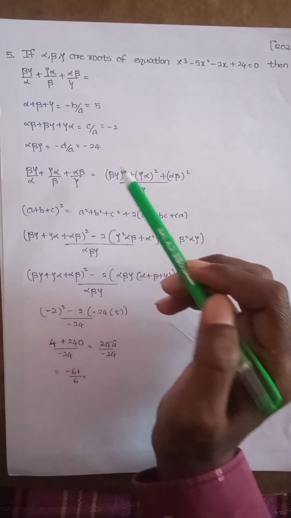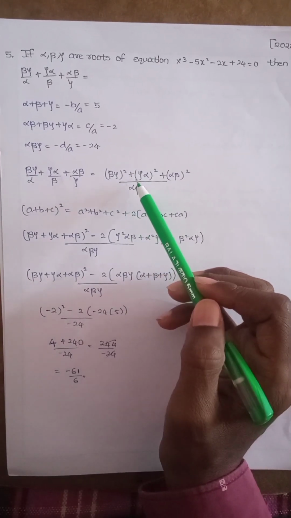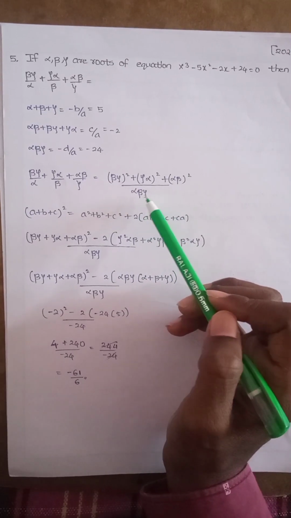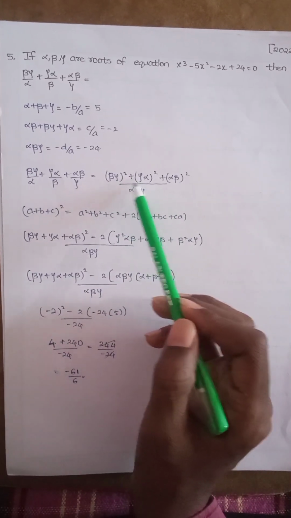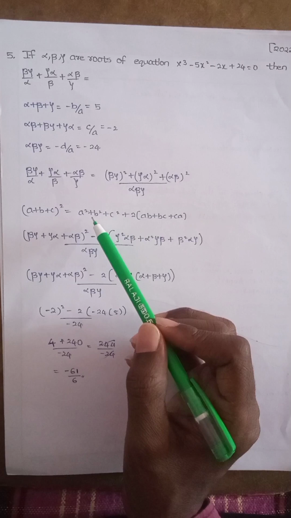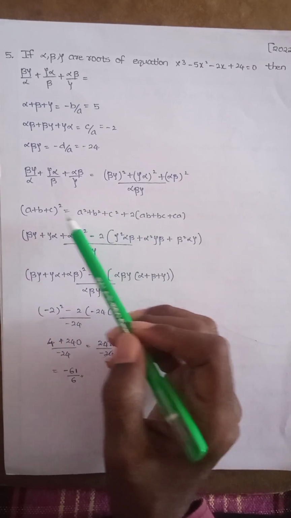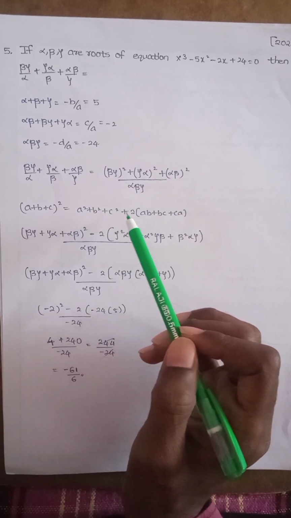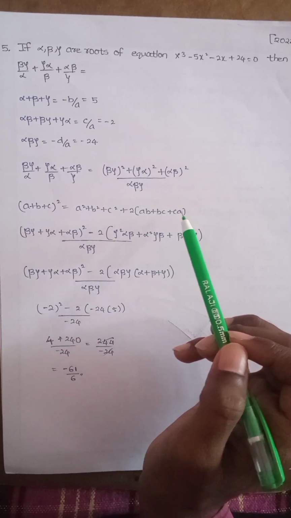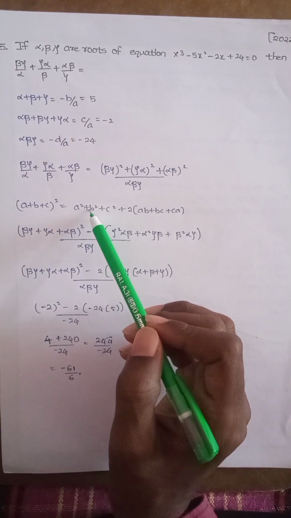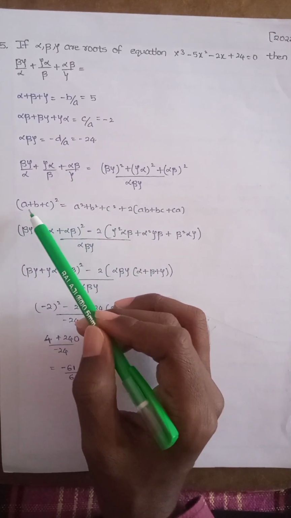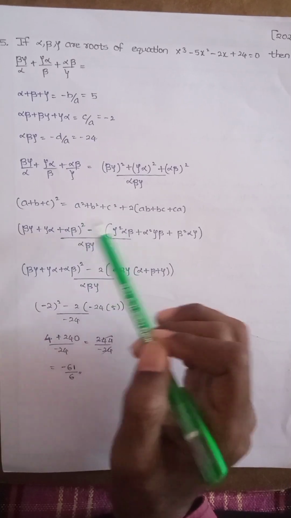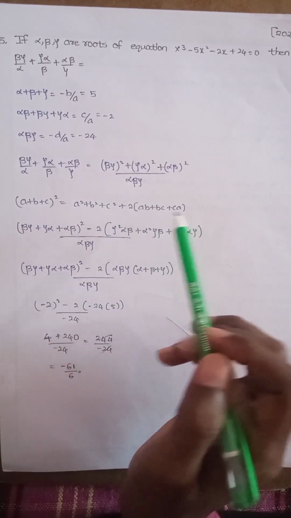Now we need to find this expression, right? On solving this, we can get beta into gamma whole square plus gamma into alpha whole square plus alpha into beta whole square, by alpha into beta into gamma. Since you can see this is in the format of a square plus b square plus c square, and we know that a plus b plus c whole square is equal to a square plus b square plus c square plus 2 of ab plus bc plus ca. Now from this, a square plus b square plus c square is equal to a plus b plus c whole square. Taking this on this side, we get minus 2 of ab plus bc plus ca.